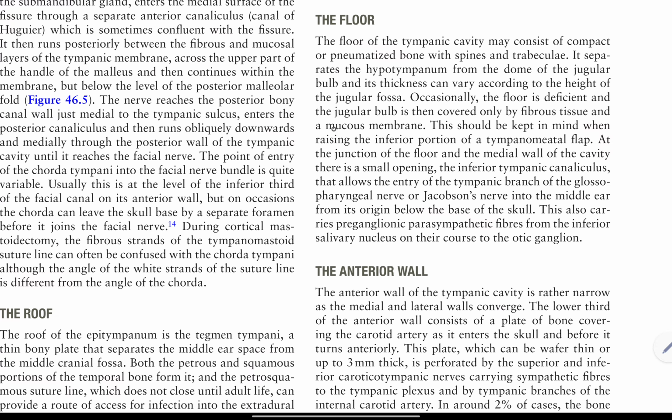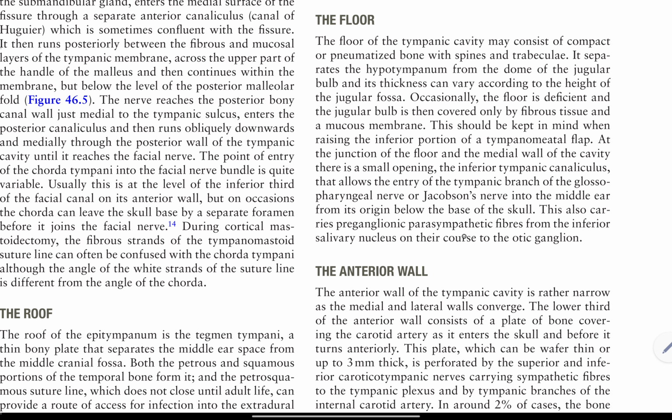At the junction of the floor and the medial wall of the cavity, there is a small opening, the inferior tympanic canaliculus, that allows the entry of the tympanic branch of the glossopharyngeal nerve, or Jacobson's nerve, into the middle ear from its origin below the base of the skull. This also carries preganglionic parasympathetic fibers from the inferior salivary nucleus on their course to the otic ganglion. The anterior wall. The anterior wall of the tympanic cavity is rather narrow as the medial and lateral walls converge.